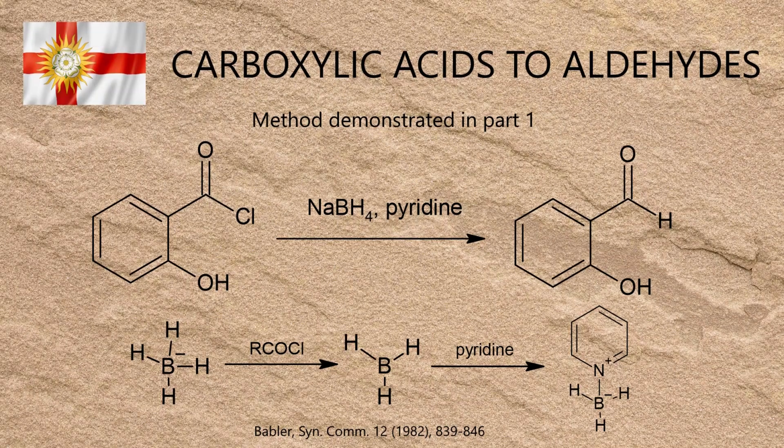Babler's method, demonstrated in part 1, used pyridine to capture the borane intermediate and stop the reaction midway. This one works a different way by generating a less reactive borohydride compound in situ that only reacts with the acid chloride and won't touch the aldehyde.